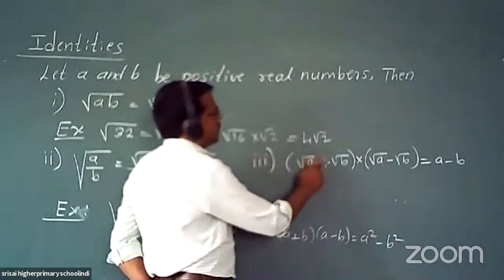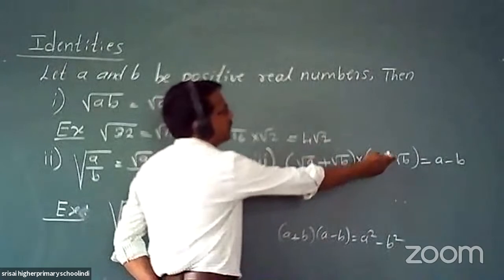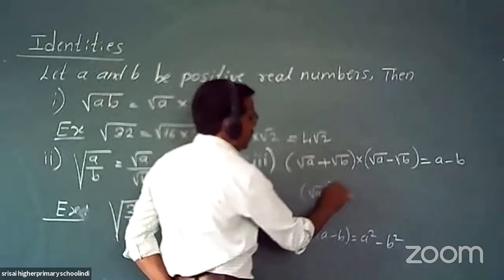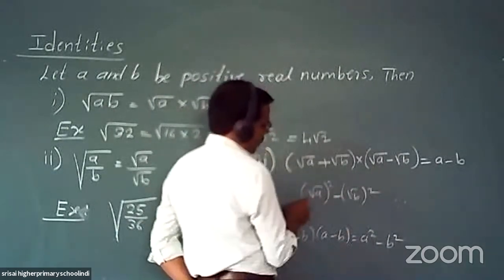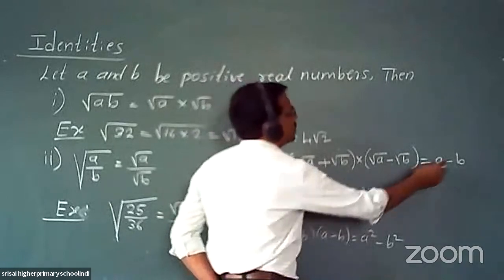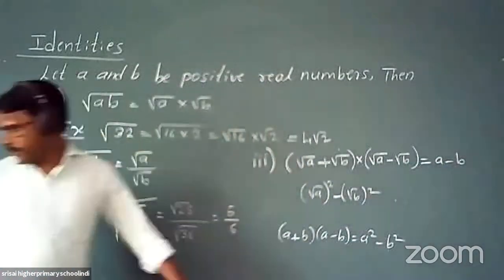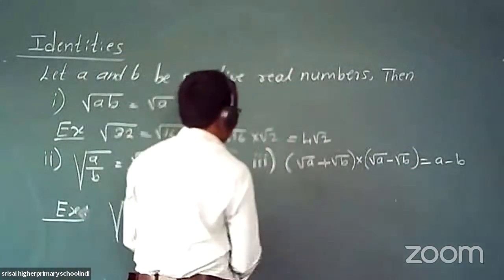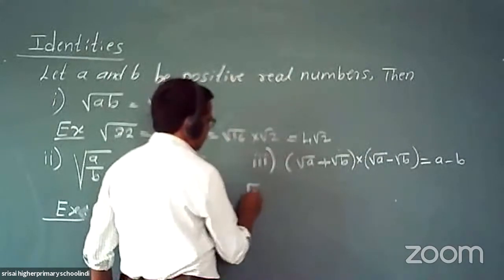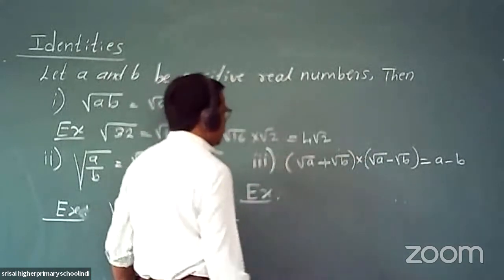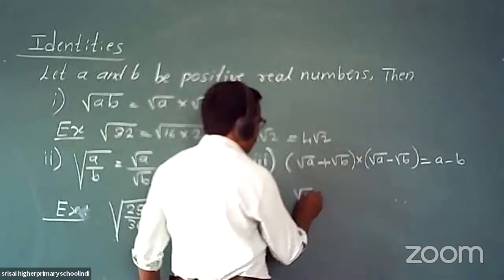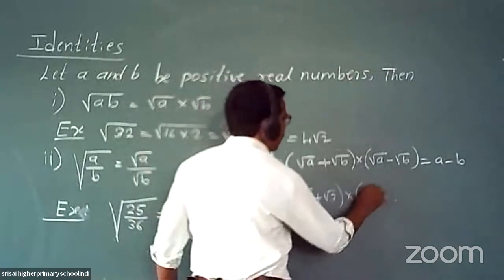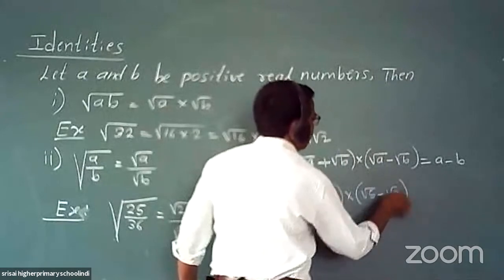It is square root of a plus square root of b into square root of a minus square root of b. Its answer is a squared minus b squared, means square root of a bracket squared minus square root of b bracket squared. Square root of a squared is a, square root of b squared is b. So this is the identity. This is a useful identity. We use this identity in many places. For example, if it is given like this, square root of 5 plus square root of 3 into square root of 5 minus square root of 3.